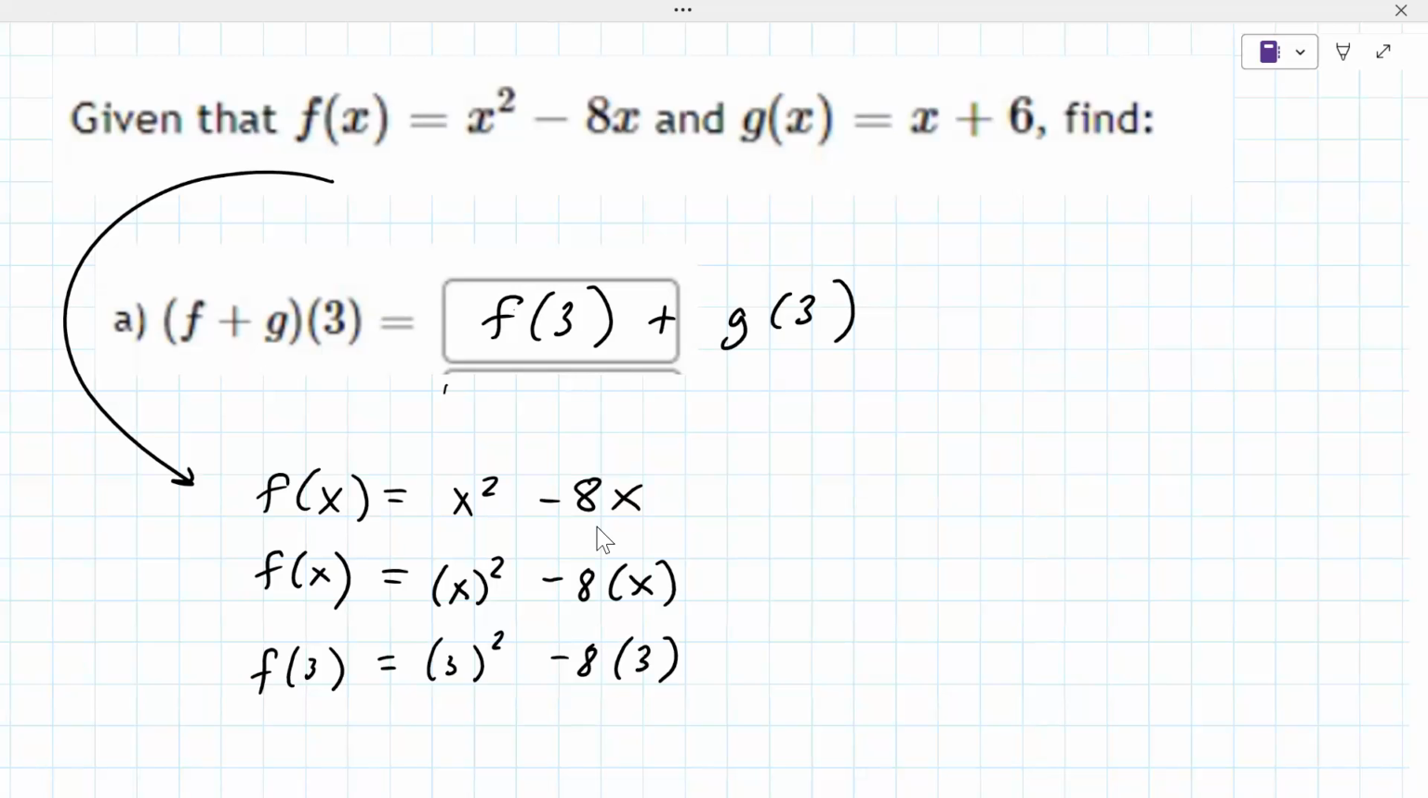So can you go ahead and calculate this stuff for me, please? 3 squared minus 8 times 3. I got -15. Okay, very good. So that's the answer to part A. Let's keep going here.